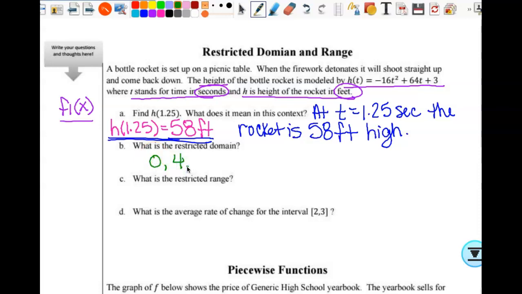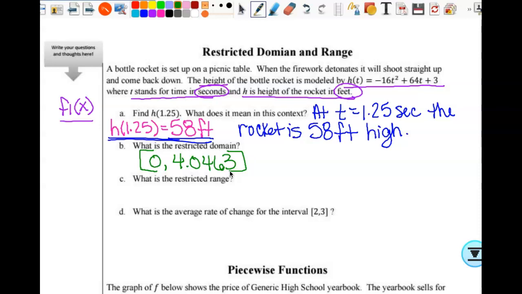Let's see, I forget instantly. 0463. Do I include 0? Is 0 a time that I could substitute into my function? Yep. Do I include the other end? Yep. Good.